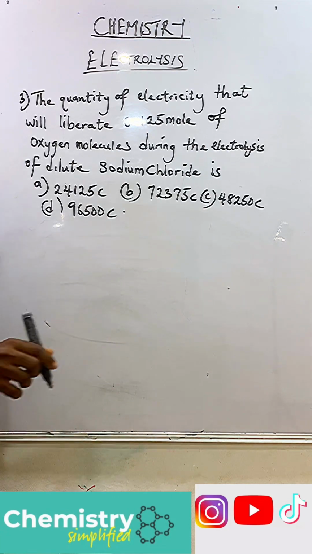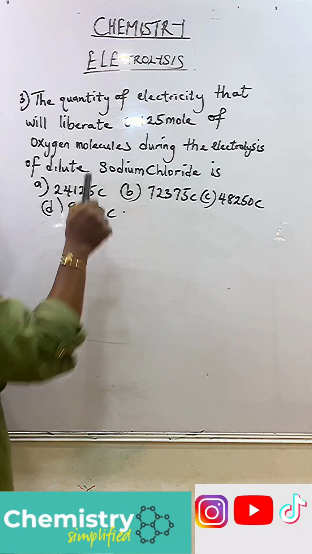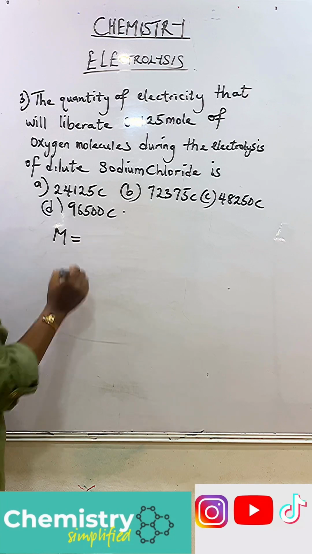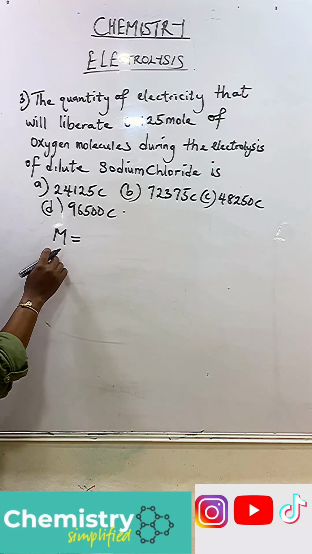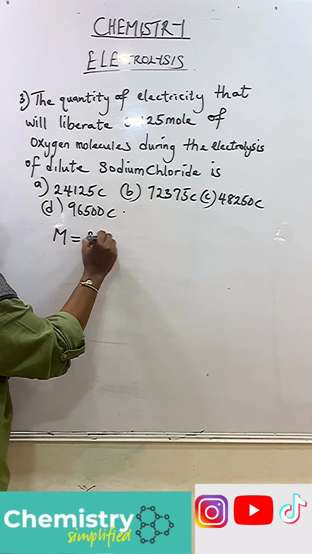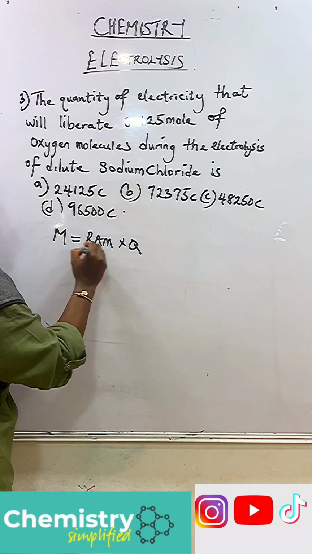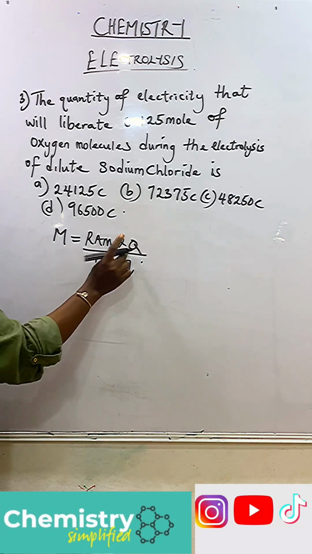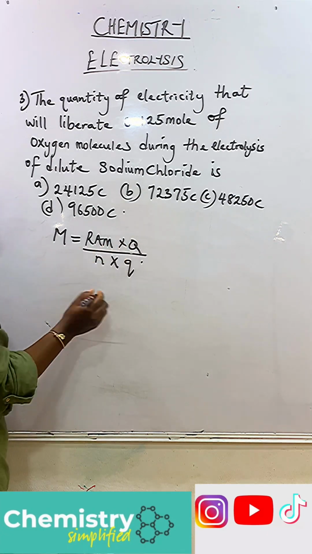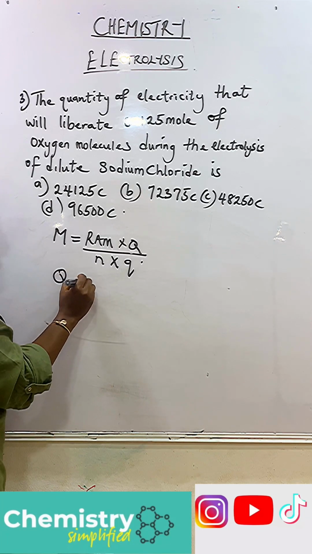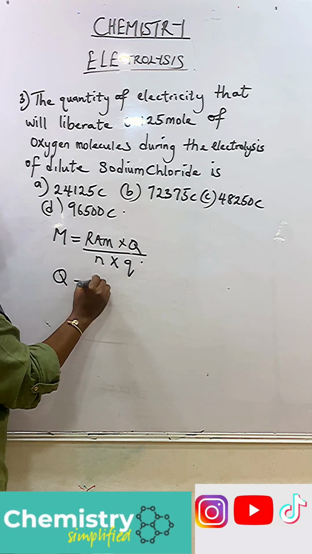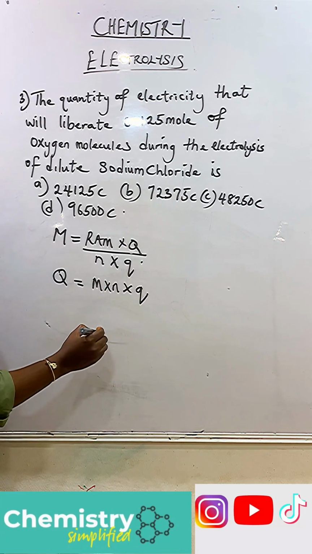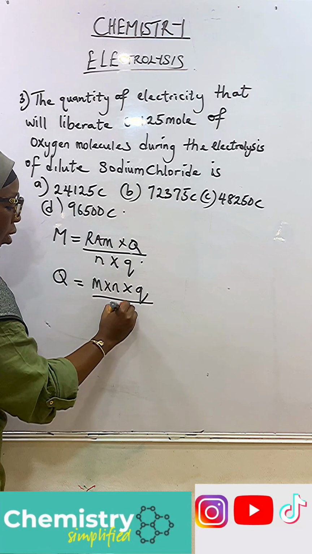Remember, I told you that at times you may be given your question in moles. Let me quickly remind you of how we derive that. Your mass is going to be relative atomic mass multiplied by Q, all over N times Faraday constant. Then when you make Q the subject of the formula, you have Q equals M multiplied by N multiplied by the Faraday constant, all over relative atomic mass.